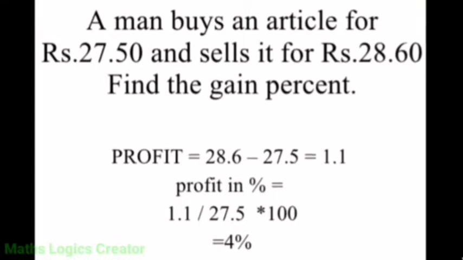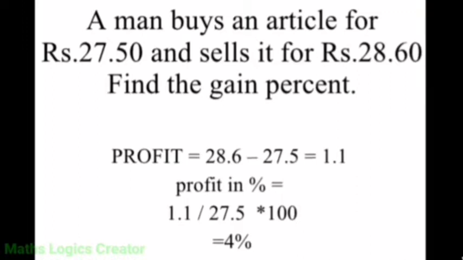So profit is equal to selling price minus cost price. If we do selling price minus cost price, the profit is going to be 1.1. What is the profit percent he's going to get in the whole transaction? Profit percent is equal to profit by cost price into 100. Profit percent and loss percent are always calculated on cost price.